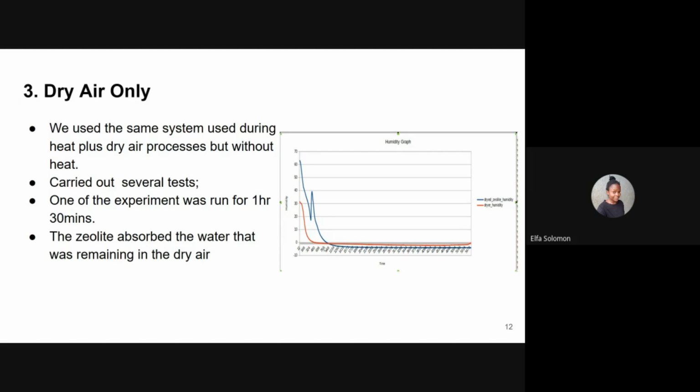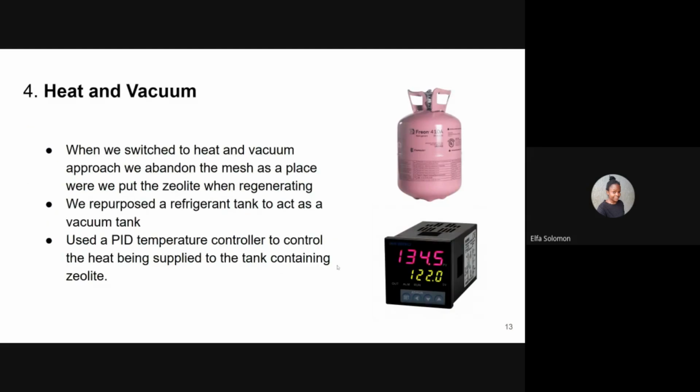As you can see in the graph right there, the one in red is the graph of the humidity of the air coming out of the dryer, whilst the blue graph is the humidity of the air coming out of the drum. This led to the conclusion that the zeolite was absorbing most of the moisture that was left out from the dryer. Moving ahead, we tried to use heat and vacuuming at the same time.